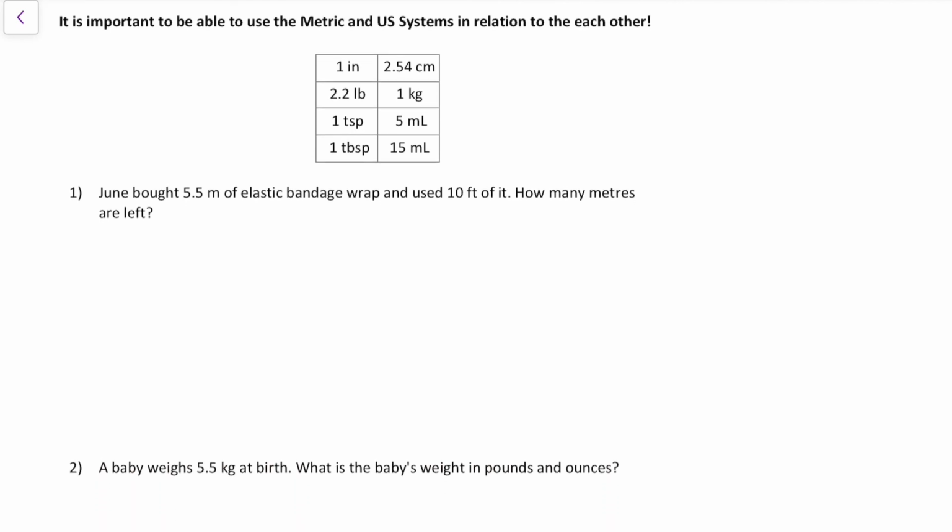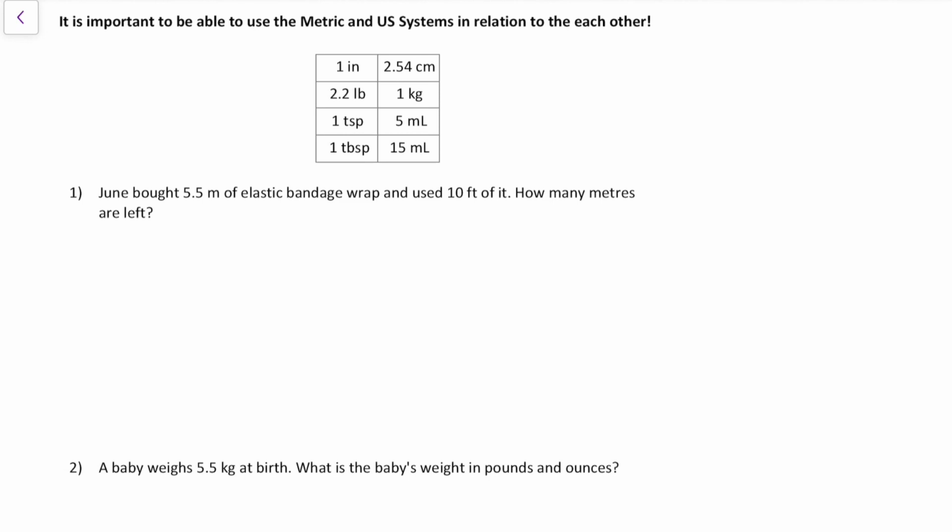June bought 5.5 meters of elastic bandage wrap and used 10 feet of it. How many meters are left? So we need to convert 5.5 meters and 10 feet into the same unit. Because it's asking for how many meters are left, it makes sense just to put them both into meters. 5.5 meters is in meters, that's good. We want to put 10 feet into meters so that we can figure out how much is left.